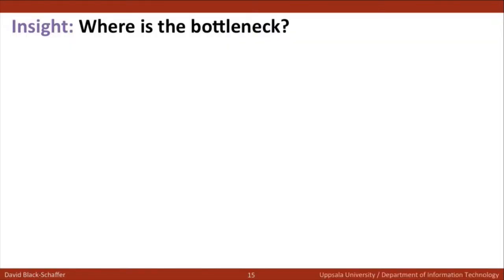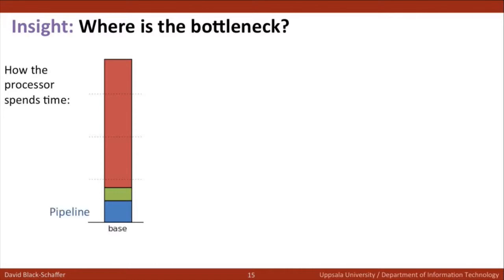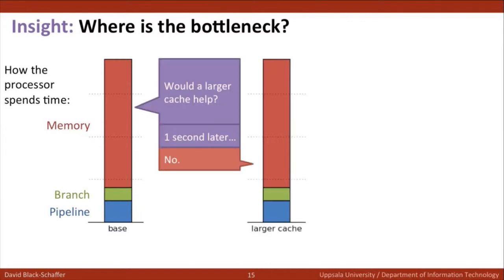So if you saw something like this, you might think, well, how can I make this better? I'm spending all my time in the memory. The obvious thing to do to improve the memory system is put on a larger cache. Now, with our model, 1 second later, you can get the results. Hey, a larger cache didn't help anything at all. So what's going on? We're still spending a lot of time in the memory system. But a larger cache doesn't help us. What that probably means is the processor core doesn't have enough out-of-order capability to take advantage of the memory system. We're not getting enough memory-level parallelism.